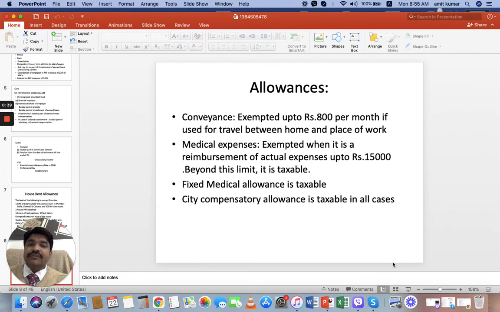Allowances. Conveyance allowance is exempted up to 800 rupees per month if used for traveling between home and workplace. Medical expenses are exempted when reimbursed, or of the actual expenses up to 15,000. Beyond this is taxable in the hands of the assessee. Fixed medical allowance is taxable. City compensatory allowance in all cases is taxable in the hands of the employee. These are the basic allowances which are given to each and every class of employee.